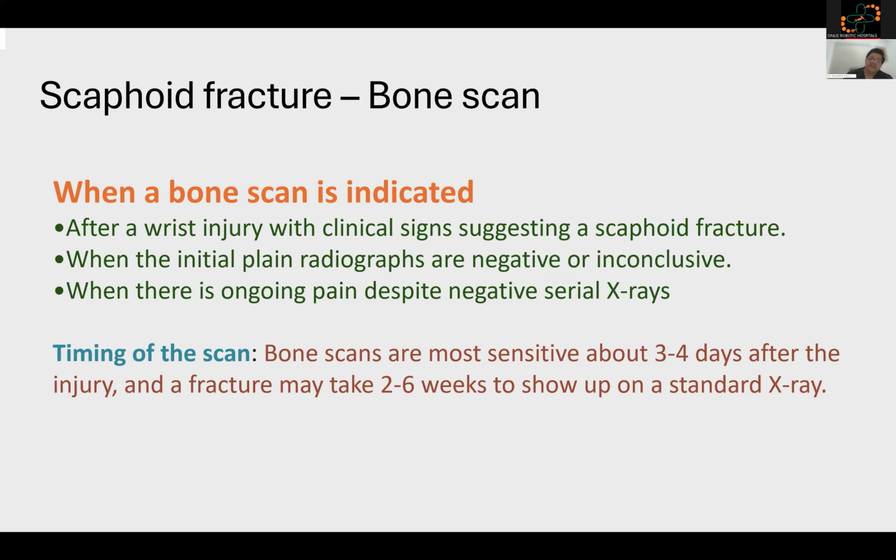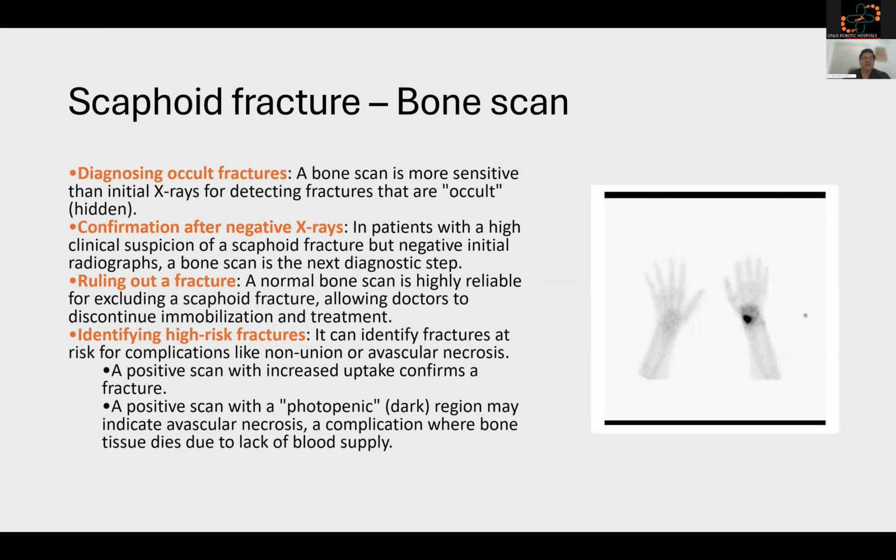Its sensitivity is higher when you suggest this test within 3 to 4 days after the injury, and a fracture may take 2 to 6 weeks to show up on the standard X-ray. So bone scan is more sensitive than X-rays for detecting fractures. For confirmation after negative X-rays, it is important to do a bone scan. For identifying a high-risk fracture, a positive scan with increased uptake confirms a fracture.